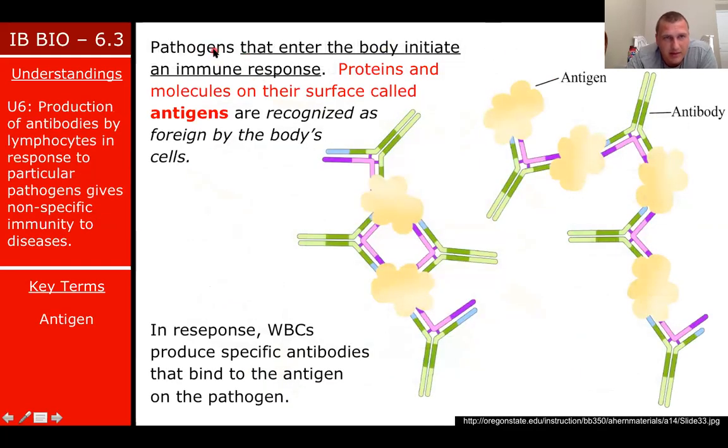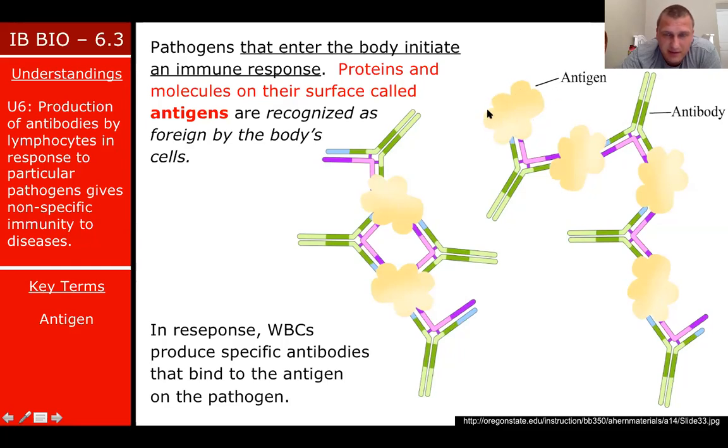We also have pathogens that are going to enter the body. When they enter the body, they do initiate an immune response. So when a pathogen enters the body and is detected, there's a certain immune response that your body triggers. Okay, the antigen is going to be that little popcorn looking yellow cloud thingy right here, and your antibodies are going to be these Y-shaped green and purple structures. The antigens are proteins and molecules on the pathogen. The pathogen has proteins on its surface, and those proteins are called your antigens.